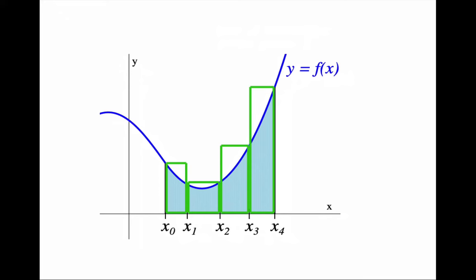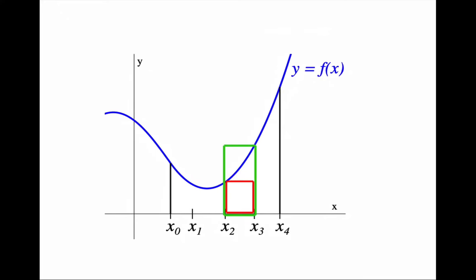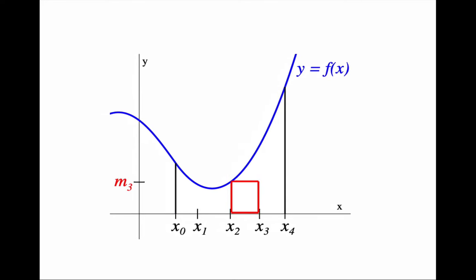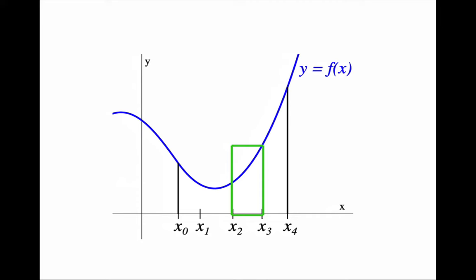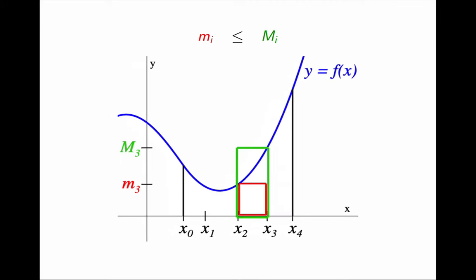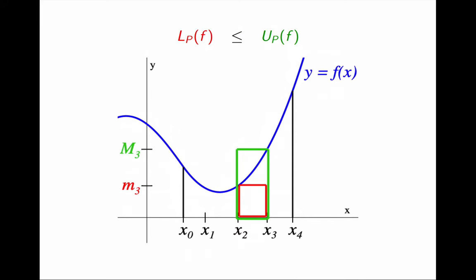Why? Focus on one single subinterval. The lower rectangle is literally contained in the upper rectangle. The height of the lower rectangle is the infimum of the function in that subinterval, and the height of the upper rectangle is the supremum of the function on that subinterval. The infimum is always less than or equal to the supremum, and therefore the sum of the areas of the lower rectangles is less than or equal to the sum of the areas of the upper rectangles, which is what I wanted to show, nothing mysterious here.